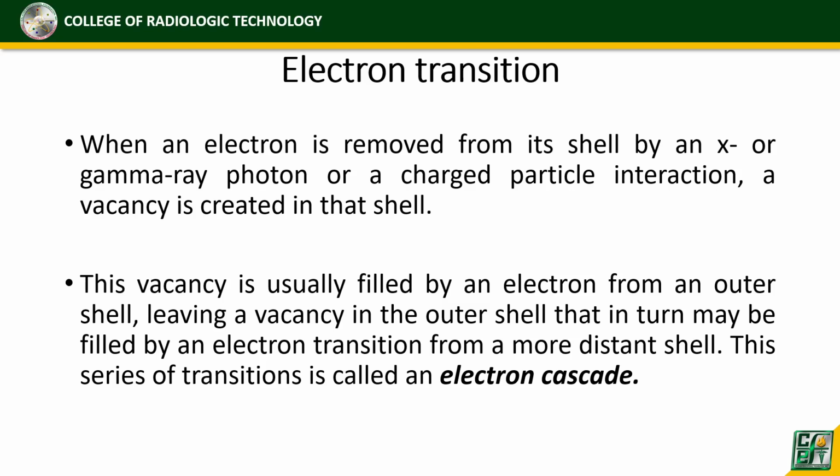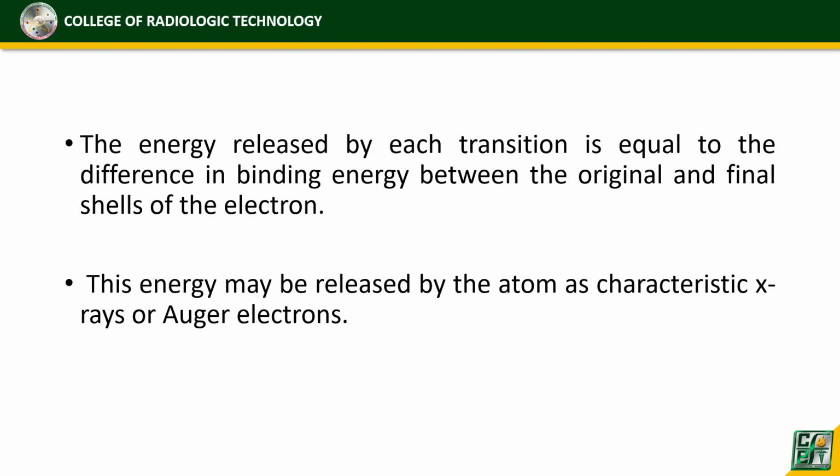Okay? At tawag dyan ay yung electron cascade. Okay? And yung energy na marirelease ng malilipat na electron ay equal doon sa binding energy ng electron or ng orbital shell. Okay? Okay. At yung energy na yon ay tinatawag na characteristic radiation or Auger electrons.